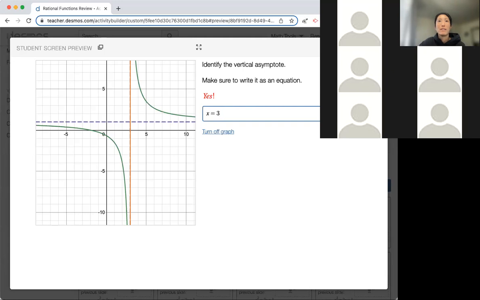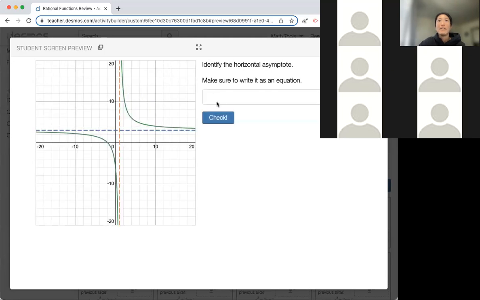All right, let's move on to the next slide. Identify the horizontal asymptote. I'm going to ask us to type our answer into the chat, but don't hit enter yet. Based off of what we did just now with the vertical asymptote, what do you think the horizontal asymptote is going to be? Make sure you write it as an equation. Type that into the chat, but do not hit enter yet.